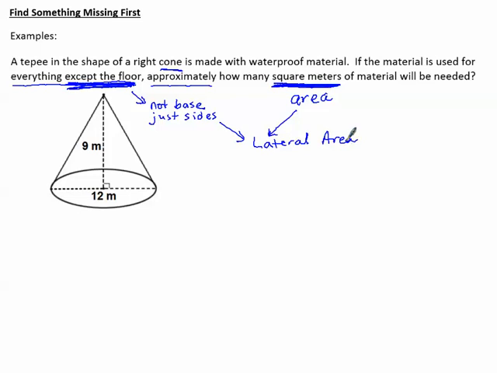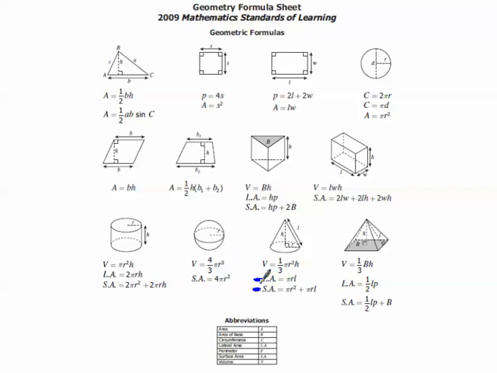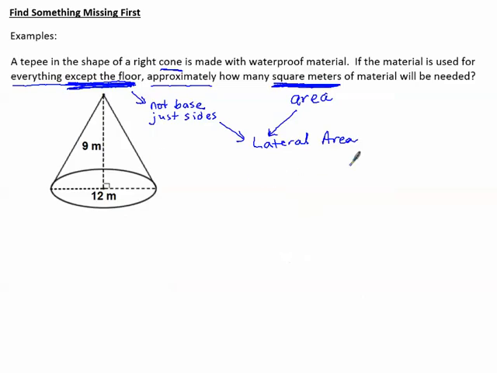So back to our formula sheet, for the formula for the lateral area of a cone, we see that the lateral area is pi r L. The r is the length of the radius, and the L is the slant height, the slanted height going down the side of the cone. So let's write down our formula for the lateral area. LA equals pi times r times L.